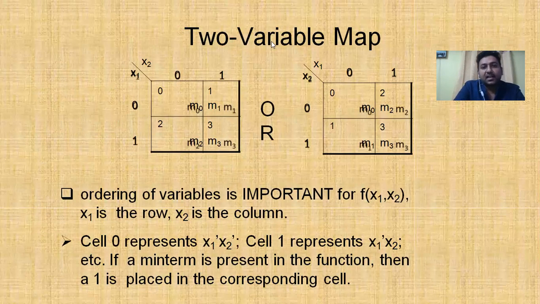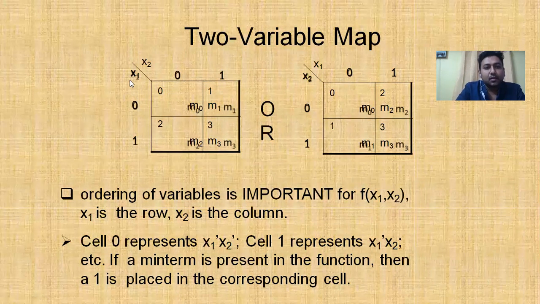So we are starting from the two variable map. Here we discuss the two variable map, three variable map, and four variable map. We first start with the two variable map. Here, this is the structure of the mapping system. These two are the same.